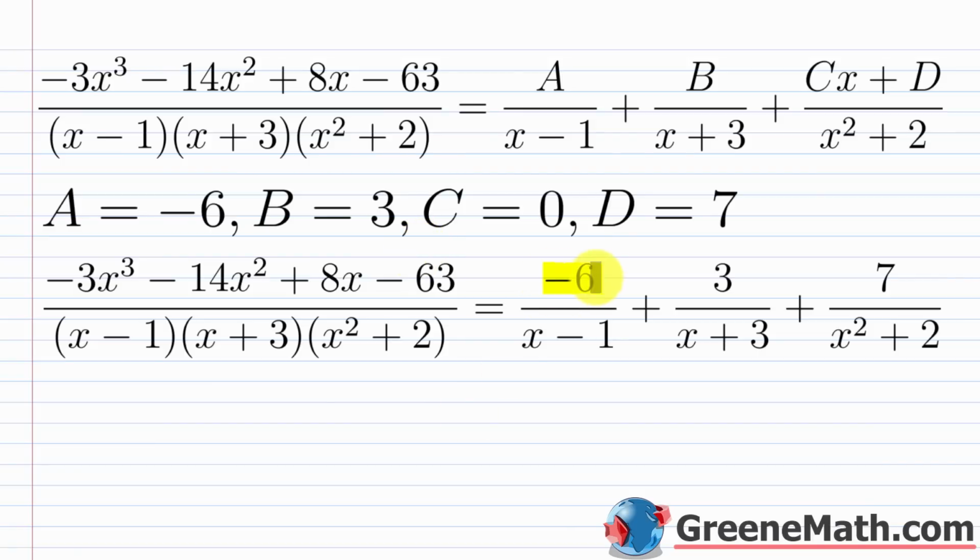You're going to plug in a negative 6 for A. You're going to plug in a 3 for B. You're going to plug in a 0 for C. So again, if you're plugging a 0 in for C, this is going to go away. And then lastly, you're going to plug in a 7 for D. This gives me negative 6 over x minus 1 plus 3 over x plus 3 plus 7 over x squared plus 2.